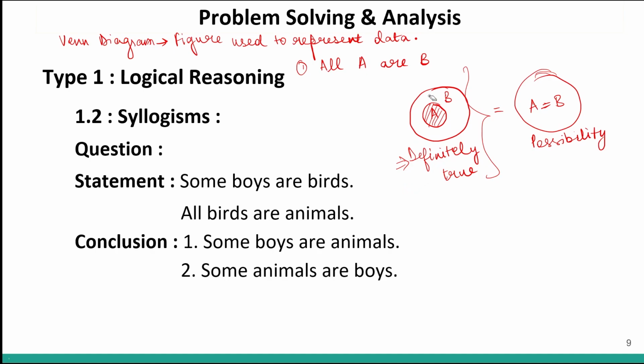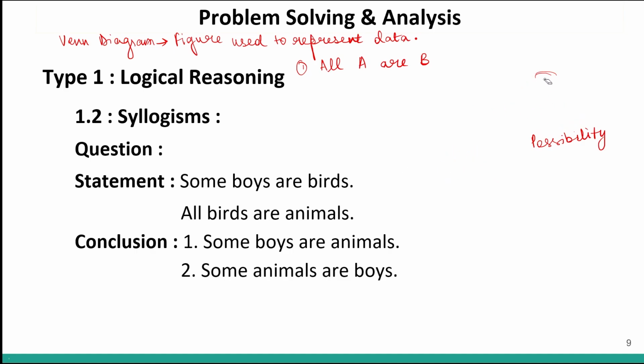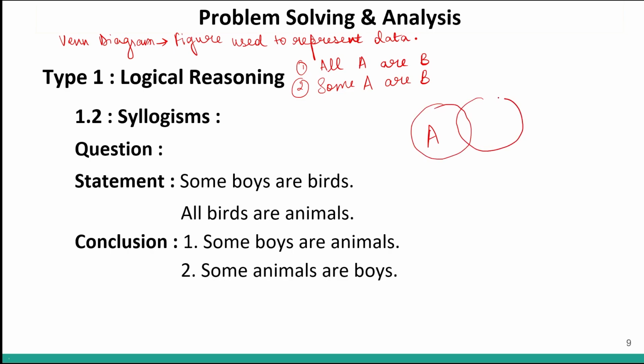Okay. Now, the second thing that can happen is I can write that some A are B. So if this is my A, this will be my B. Because some A will definitely be a part of B. So some A are B can be written like this. This is definitely true.